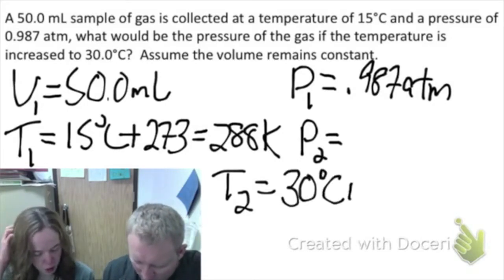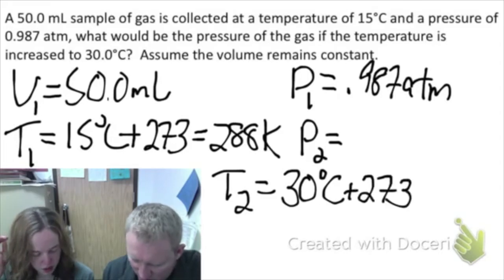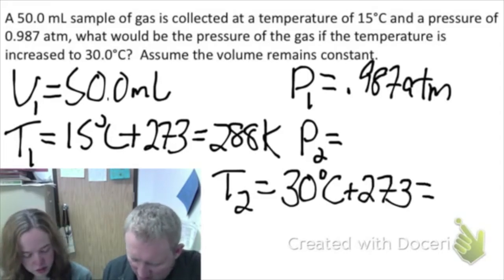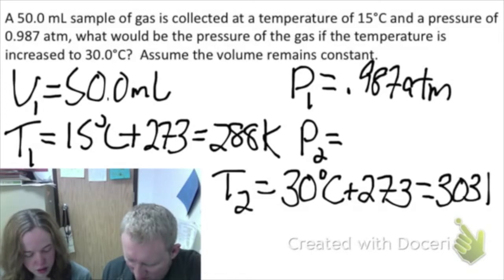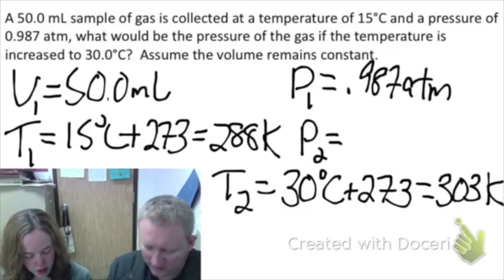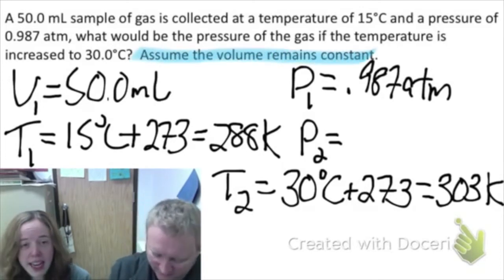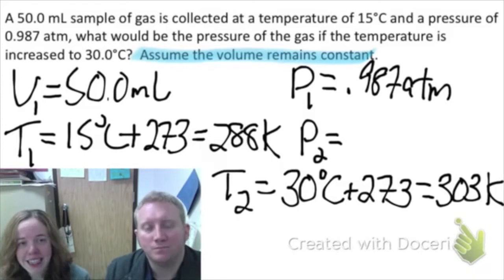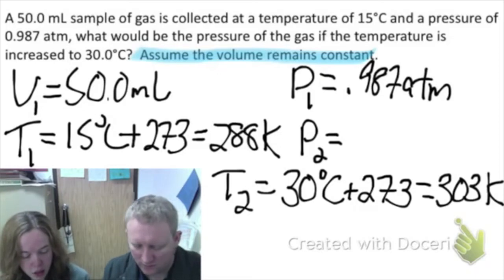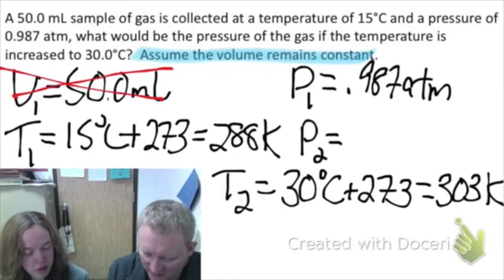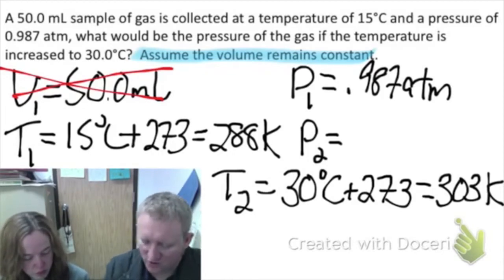What are we going to have to do? We're going to have to add 273. So that gives us 303 Kelvin. But what did it tell us to assume about the volume? Assume the volume remains constant. And again, we mentioned earlier, anything that's constant or anything not mentioned, we don't care. It goes away. So we can cross out the volume it gives us. And we don't have to worry about the new volume because it doesn't change.